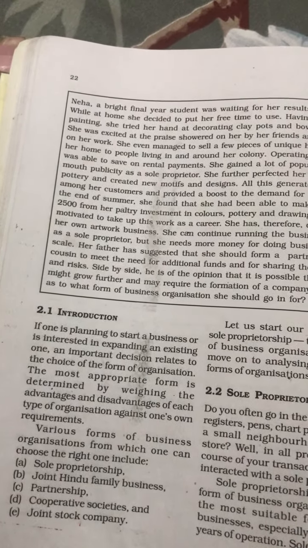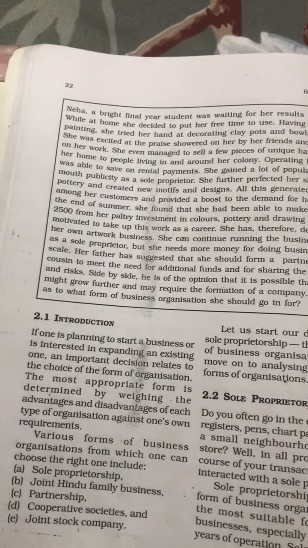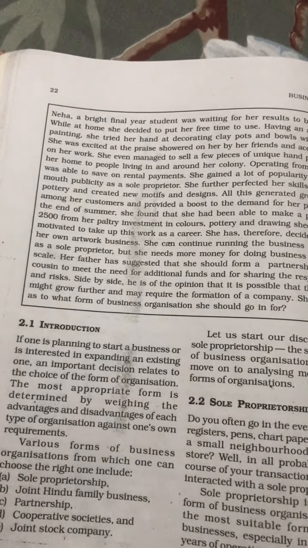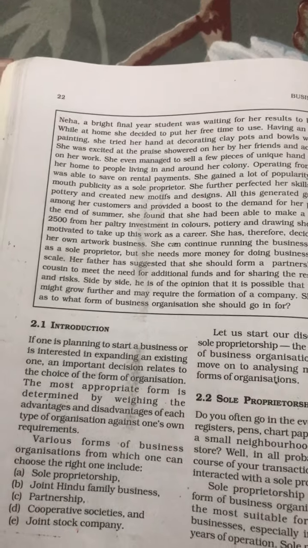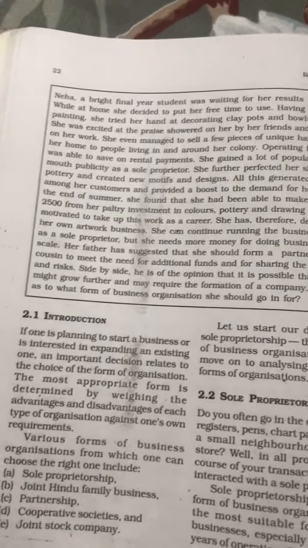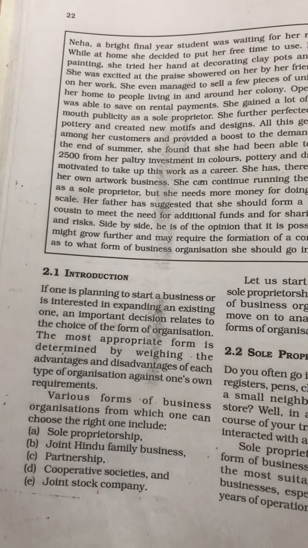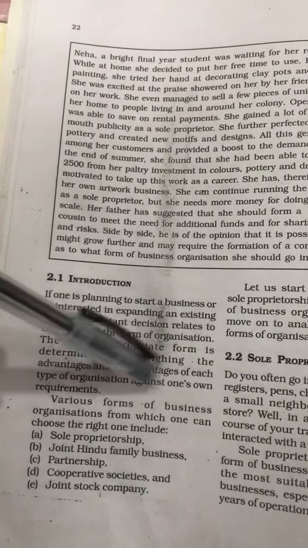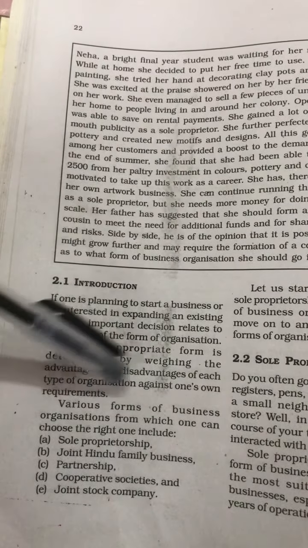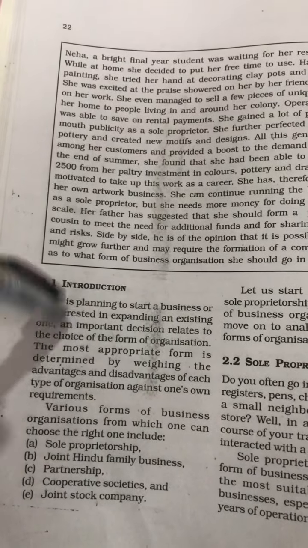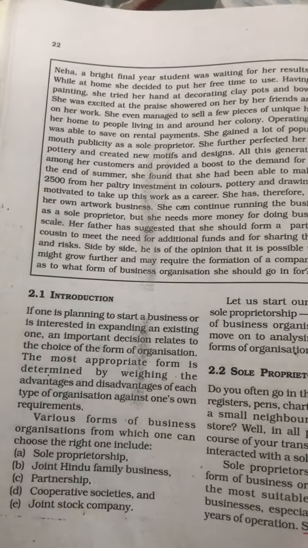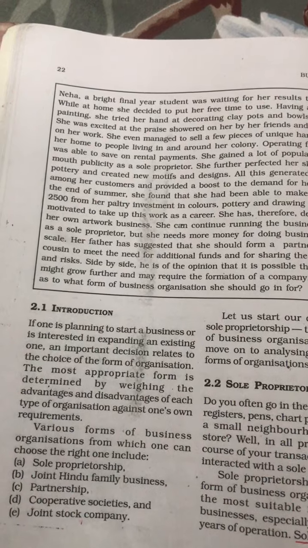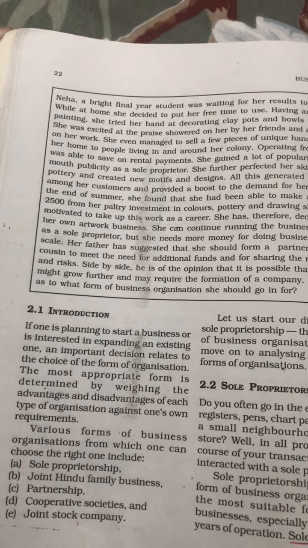If he wants to expand his business, he can always switch to partnership, or join Hindu family business, or joint stock company, or cooperative societies and many more. So it's up to him, and for that he needs to take a very good decision. The most appropriate form is determined by weighing the advantages and disadvantages of types of organization against one's own requirement. So weighing means he has to weigh which one has the benefit, because doing a business is to look for more profit. So for that the person has to weigh.